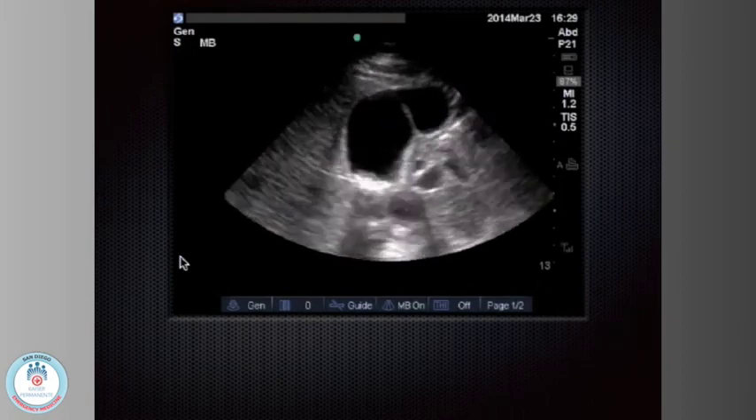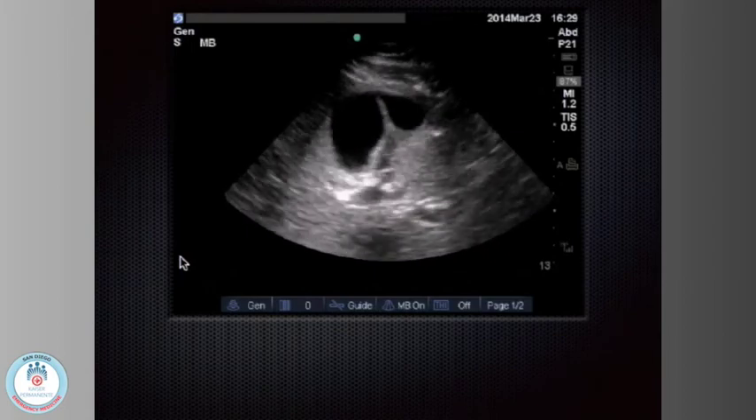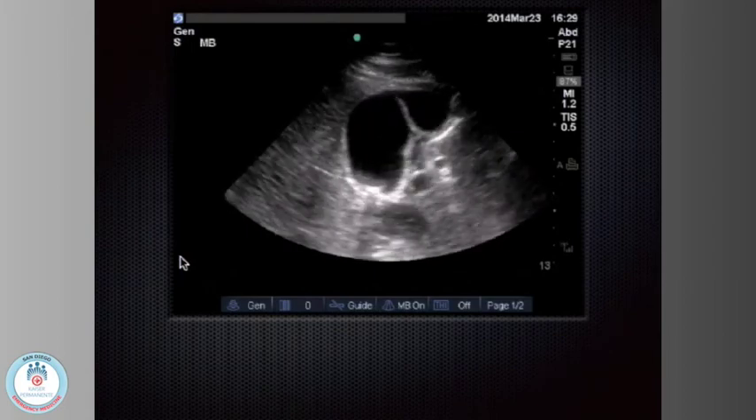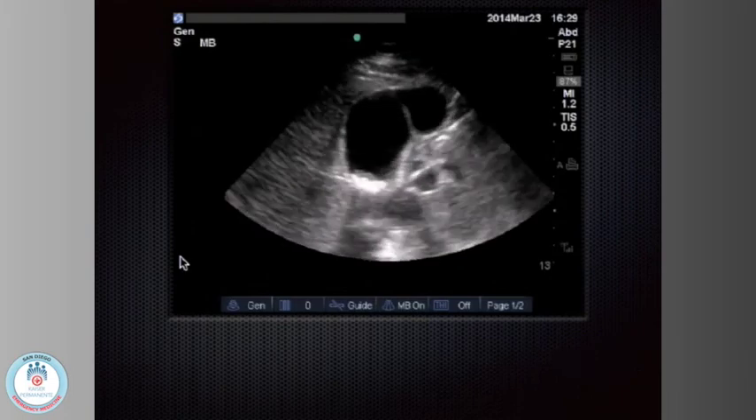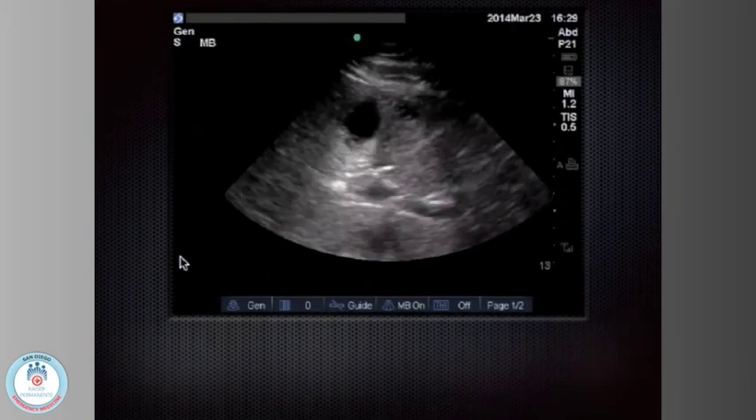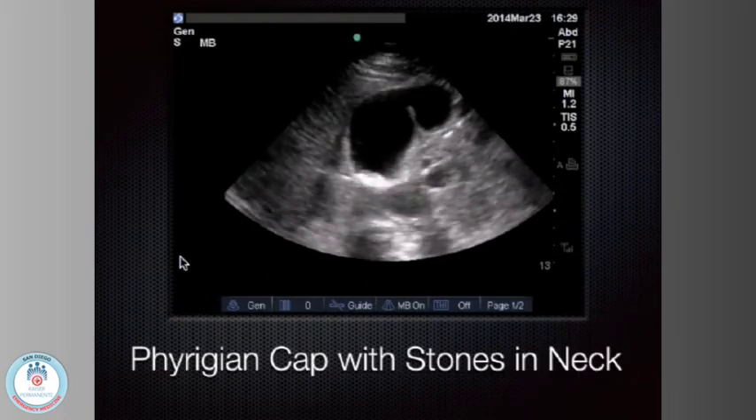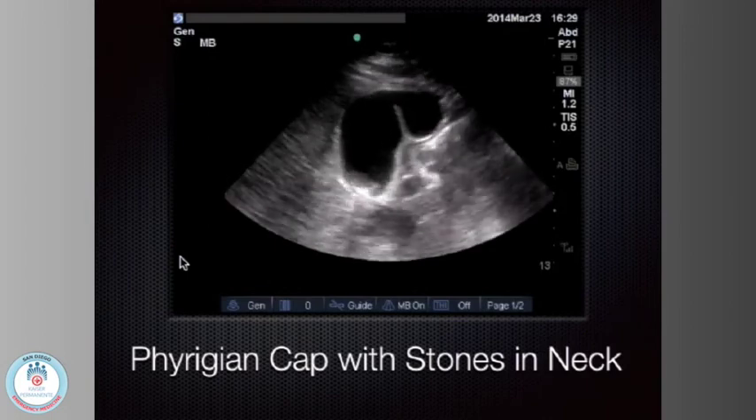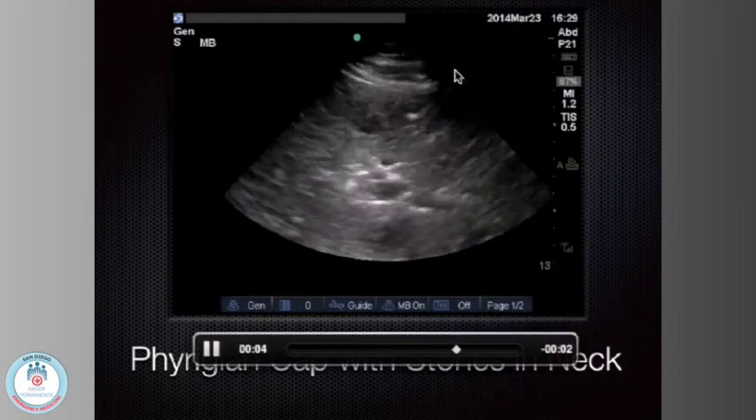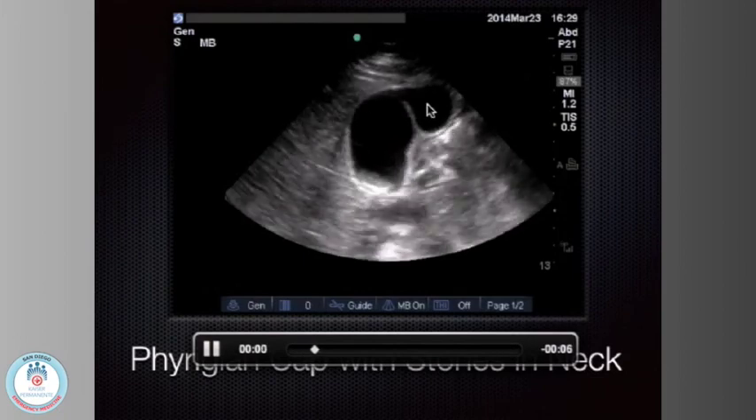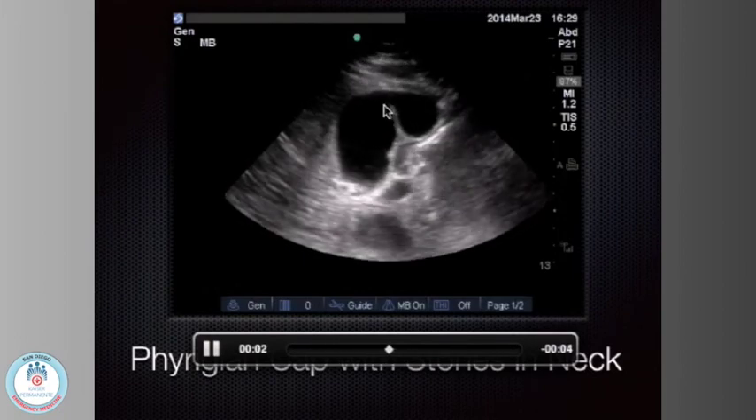Anything, Jacob? What you got back there for me, buddy? That's a Phrygian cap? Yeah, exactly right. Phrygian cap. Looks like there's also some stones down there in the neck as well. You can see them down towards the bottom here. But this Phrygian cap is a fold up here in the fundus of the gallbladder.